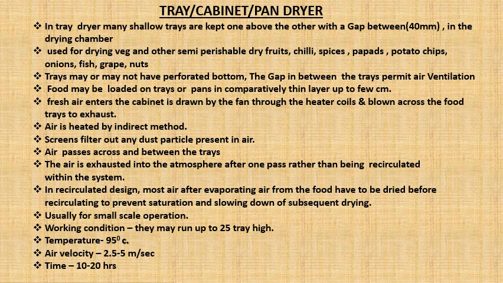In tray dryer, shallow trays are kept one above the other, and there is a gap between these trays that is generally 40 mm. This dryer is used to dry vegetables and semi-perishable dry fruits, chili, spices, pepper, etc. The tray may have a perforated bottom or not. The gap between the trays permits air ventilation. Food may be loaded on tray or pan in a very thin layer, up to a few centimeters.